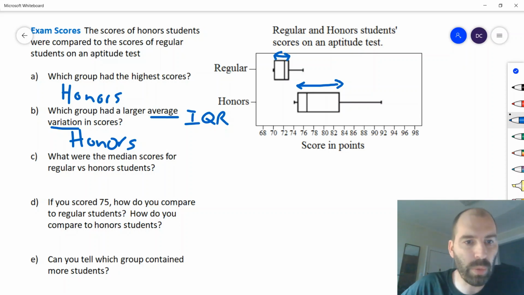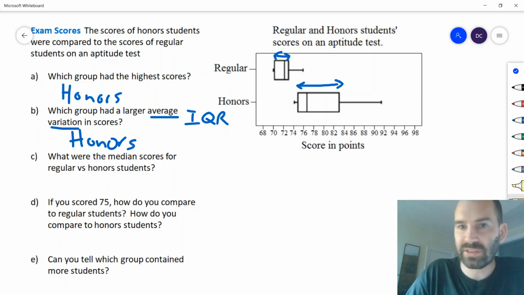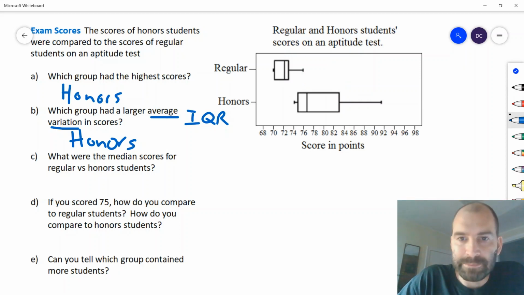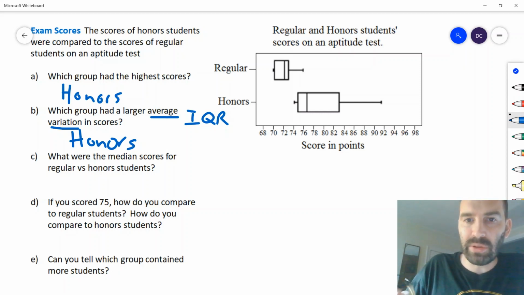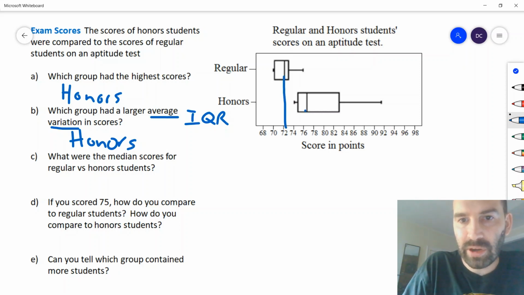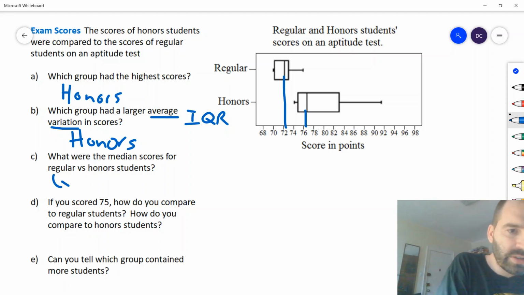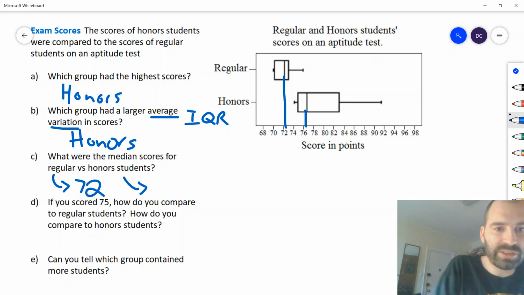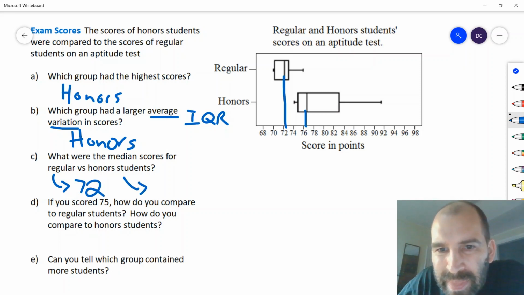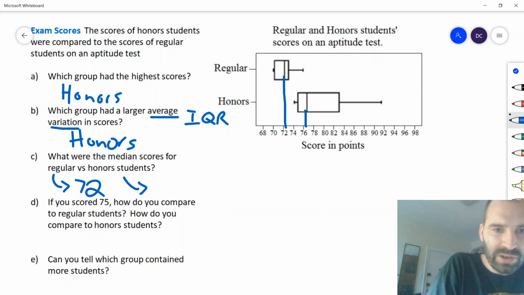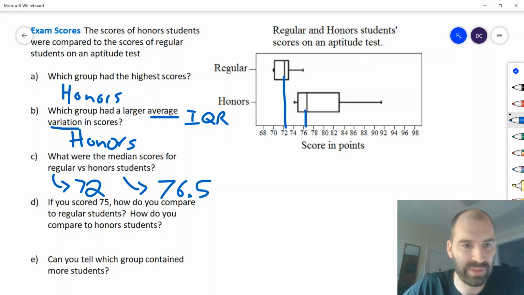Part C. What were the median scores for regular versus honors students? Well, the median is that line in the middle of the box, right? So for regular students, the median is right there, and for honors students, it's right there. So for regular students, the median looks like it's 72, and for honors students, it looks like it's not quite 77. It looks like it's 76.5. That's what it looks like to me.